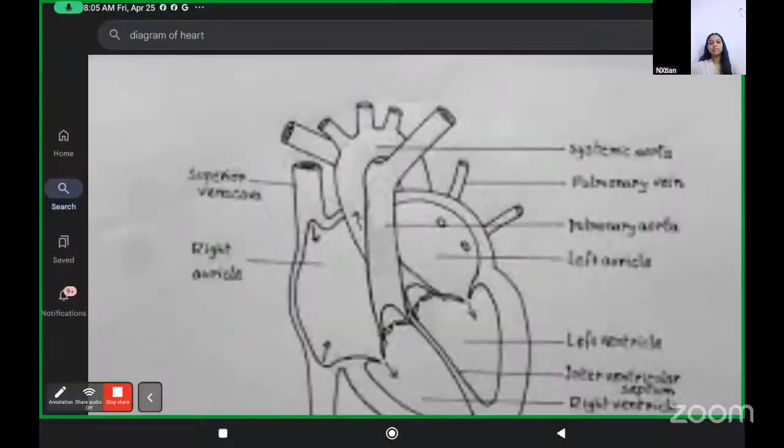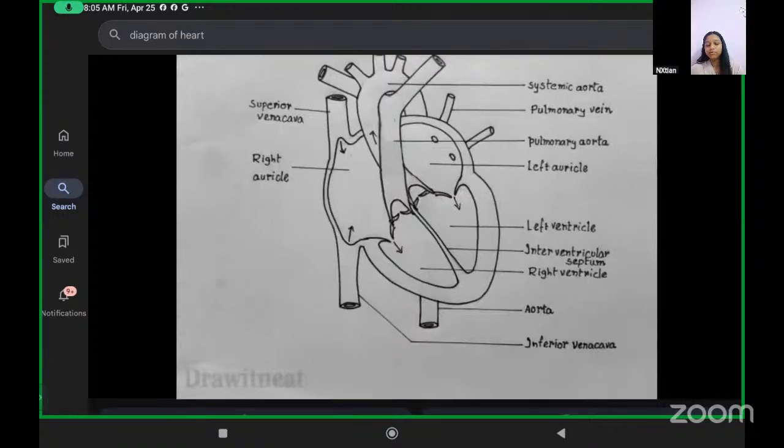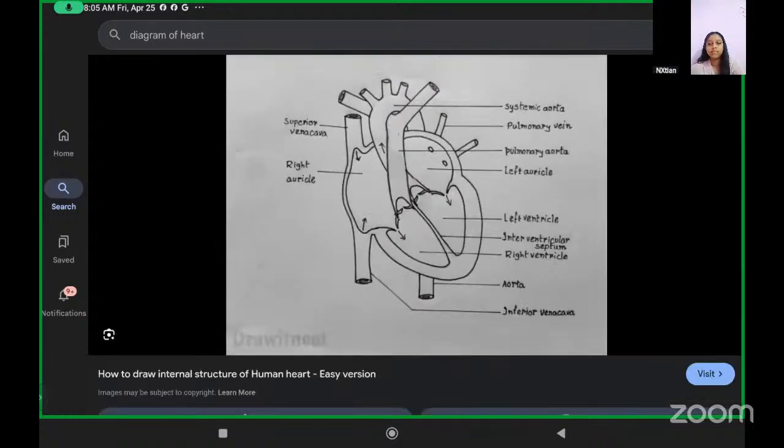Ma'am, it looks 3D even. Can you see the one I have on my screen? Yes, ma'am. It's not 3D and it's not too complicated. Compared to the book one, this one is not 3D. This is an actual diagram. So take a look at it.